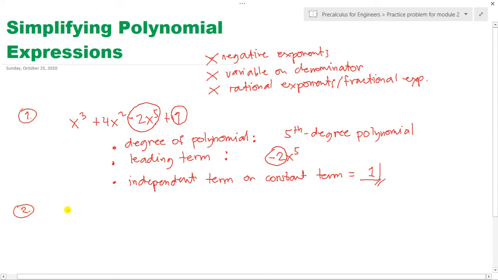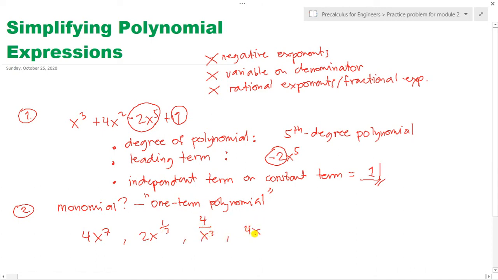Another example: what if you are asked to choose which one here is the monomial? Again class, what is a monomial? A monomial is a one-term or single-term polynomial. So it is one term only. And remember class, the terms are separated by addition and subtraction only. So here, the first given is 4x to the 7. Then we have 2x raised to 1/3. Then 4 over x cubed. Then we have 4x squared minus 1. And the last one is 5x to the negative 3.